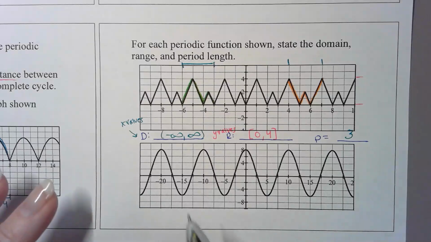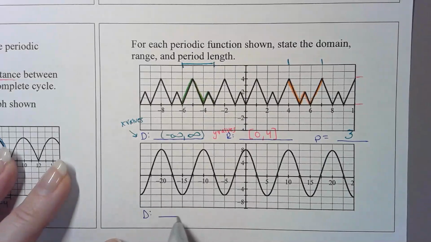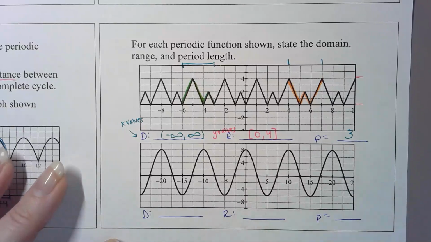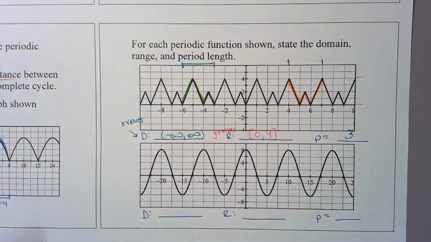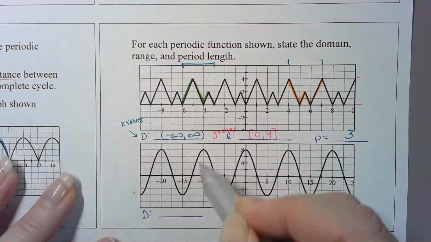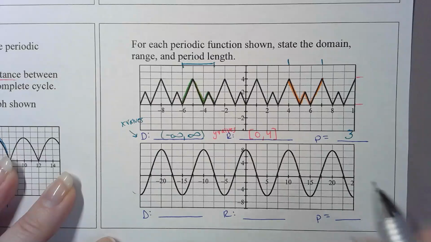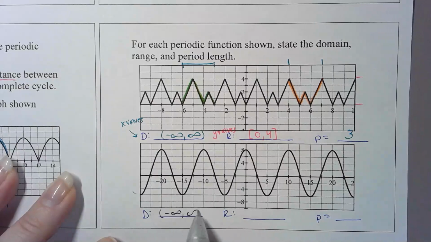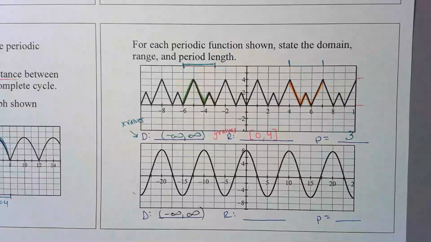Okay, well, let's do the same thing for this second graph. Again, we're going to talk about the domain, the range, and the period length. Again, periodic graphs repeat over and over again. The domain is going to go on forever, -infinity to infinity.